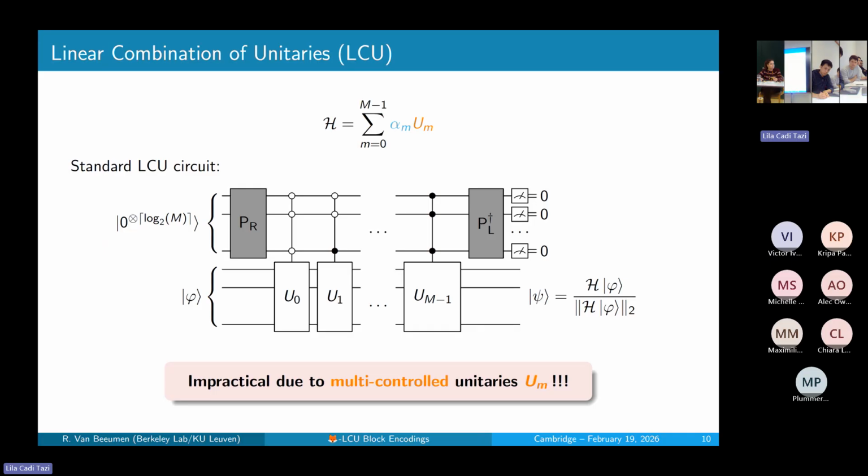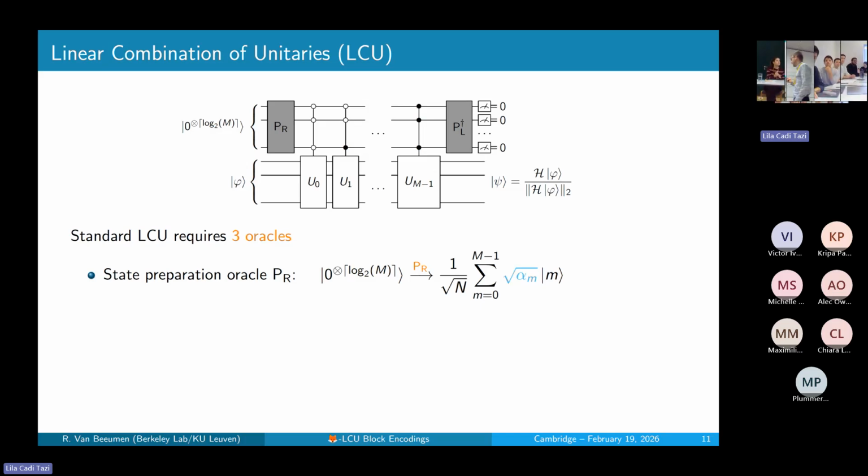Now the problem with this textbook example is that it is not practical, mainly because of these multi-controlled unitaries U_M. Because if we want to implement these multi-controlled unitaries, we have to decompose them into native 1 and 2 qubit gates, and we get really, really long quantum circuits. Now note that if we do some post-selection on all the ancilla qubits, we get the quantity H times the vector psi we want to compute.